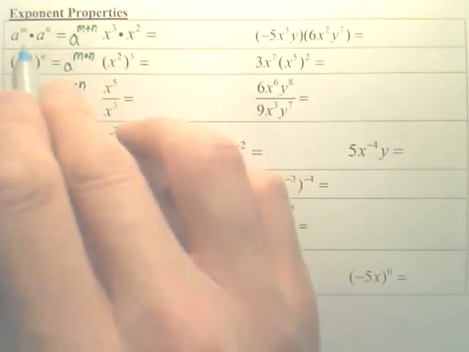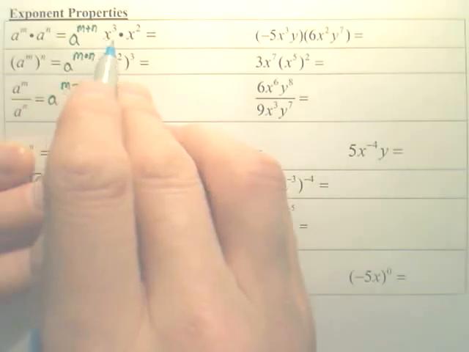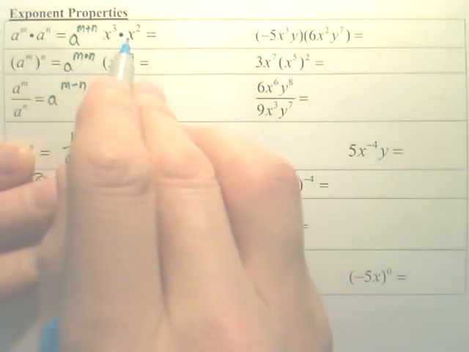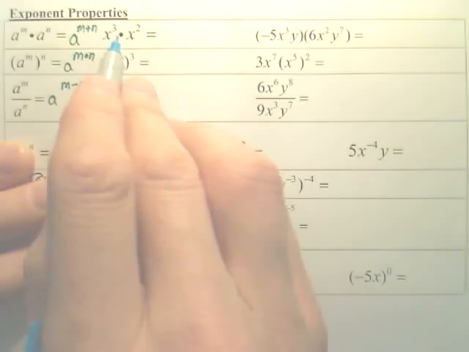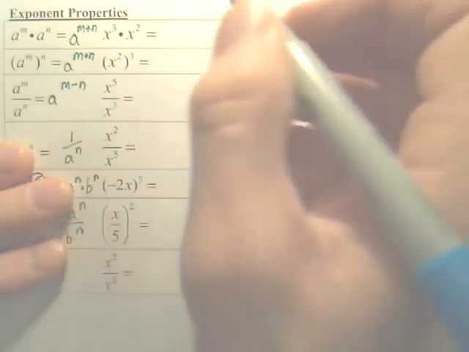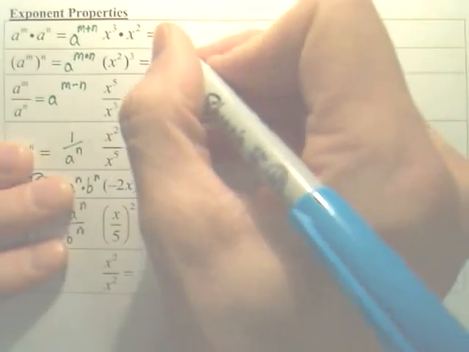If I wanted to do these, according to the property, do they both have the same base? So all we do to the exponents is add them. Now, my answer is going to be x to the fifth. Here's what's technically happening. Do you guys understand?